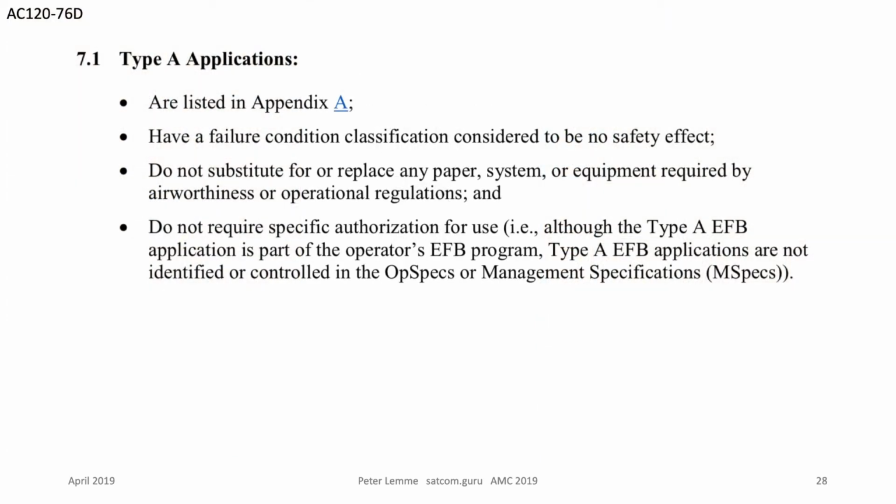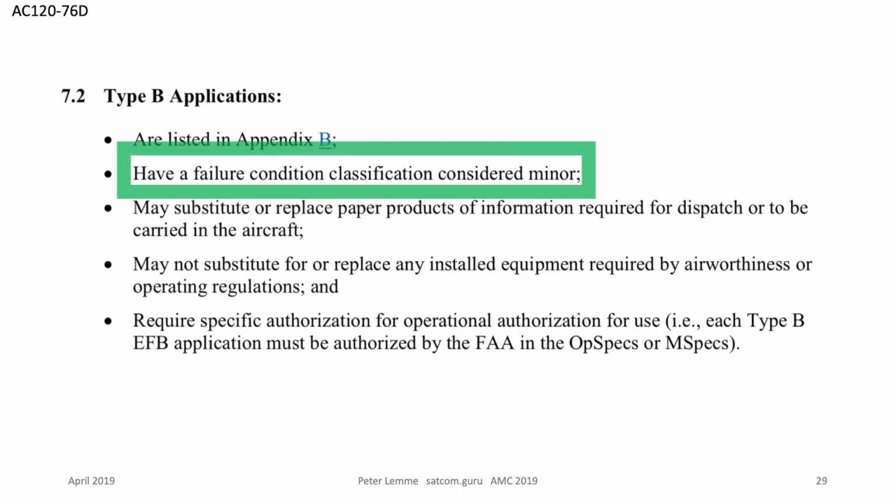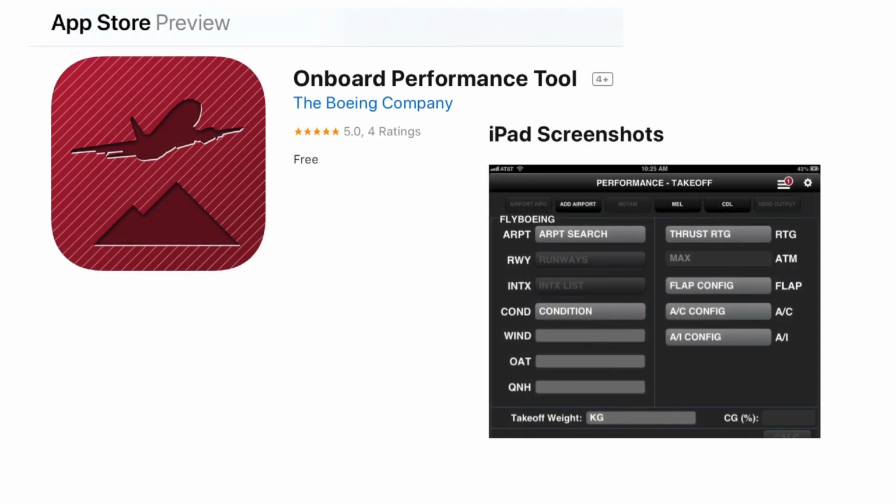So within the EFB, in the current state of events, this is AC 120-76D. We have Type A applications, which have no safety effect at all, and then we have Type B applications, which have a failure condition classification considered minor. Now, I'm a certification guy, so some of this stuff sort of throws me into a tilt. So just bear with me as I go through this.